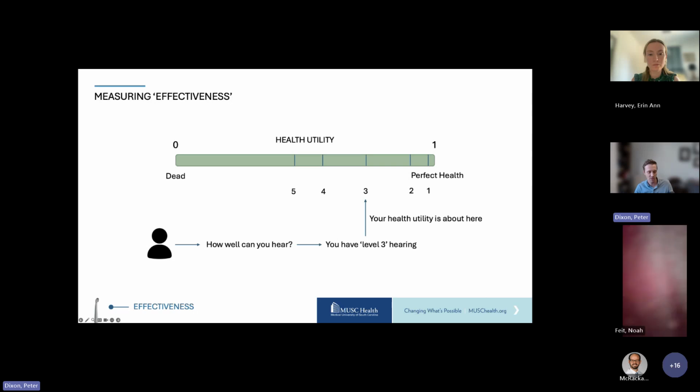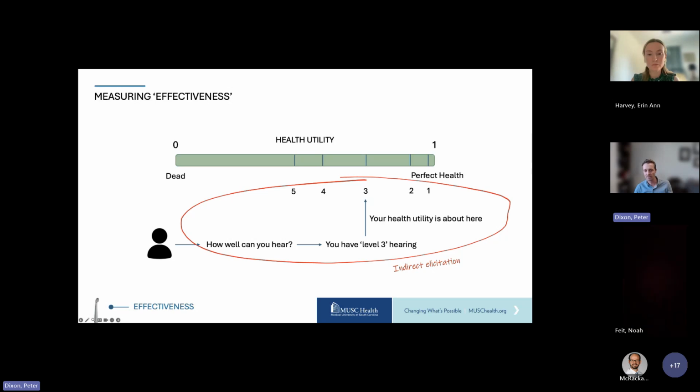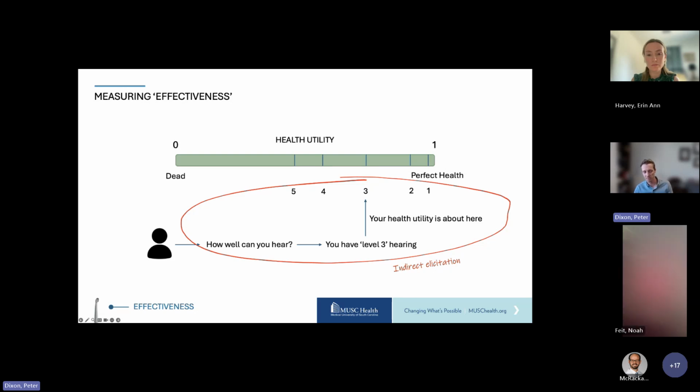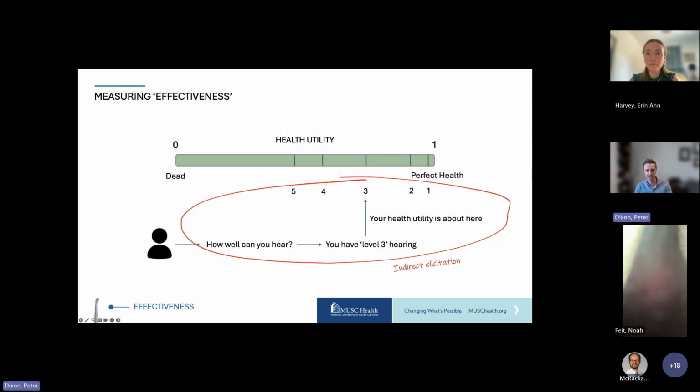And so more commonly we use this indirect approach, where we basically take the individual and we categorize their quality of life or their current health state into a state that we already have defined utilities for. So we take somebody, we ask them a series of questions that helps pigeonhole them into a health state that we've already quantified. And then we say, okay, your utility is approximately this, because we know other people who have answered those questions in that way have given us direct elicitation to show their utility is this. And this is called indirect elicitation.